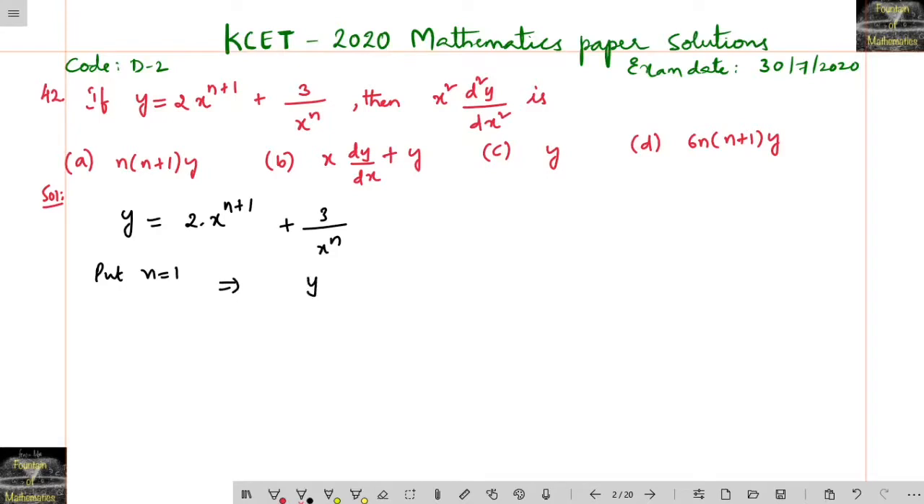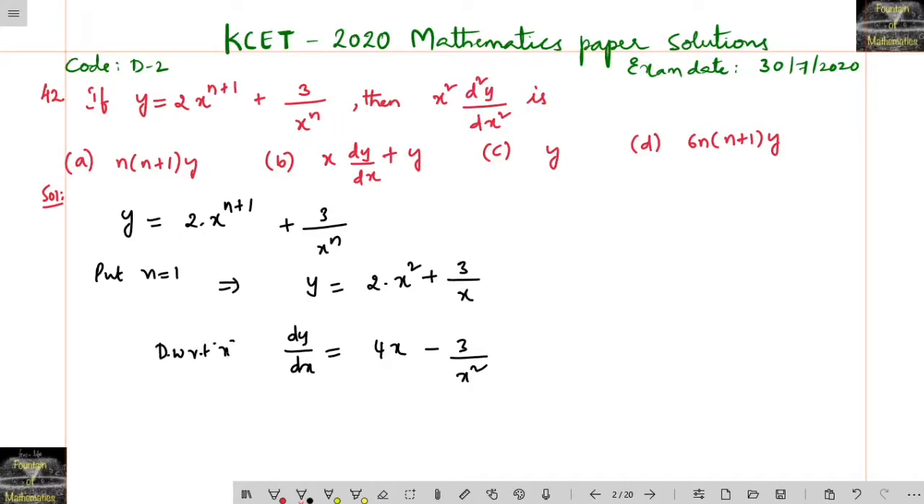Put n is equal to 1. For any natural number it can happen. So by taking n is equal to 1, we have y is equal to 2 into x to the power of 2 plus 3 divided by x. Now we do the differentiation. So one time differentiation, dy by dx is 4x plus 3 times the differentiation of 1 upon x, which is minus 1 by x square. So we can write this as minus 3 divided by x square.